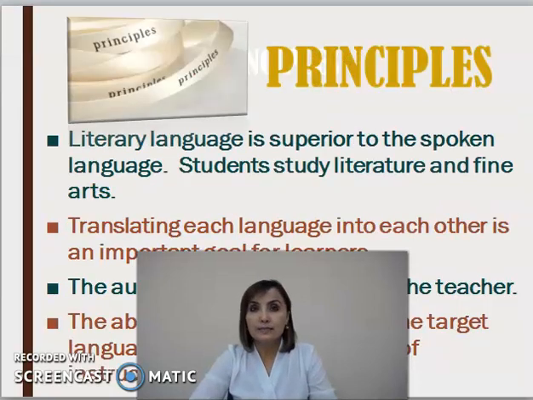What about the principles of the grammar translation method? Literary language is superior to the spoken language. Students study literature and fine arts. Translating each language into each other is an important goal for learners. The authority in the classroom is the teacher. The ability to communicate in the target language is not among the goals of instruction.